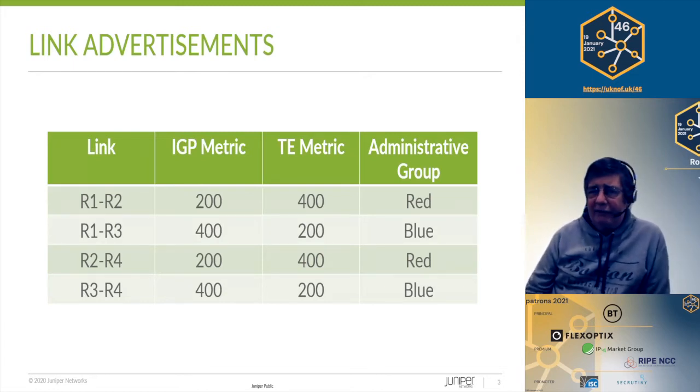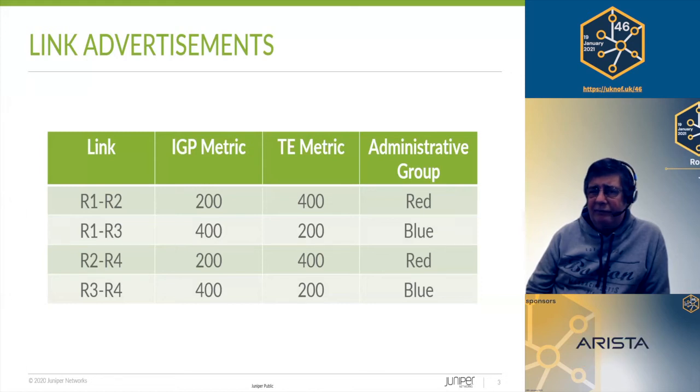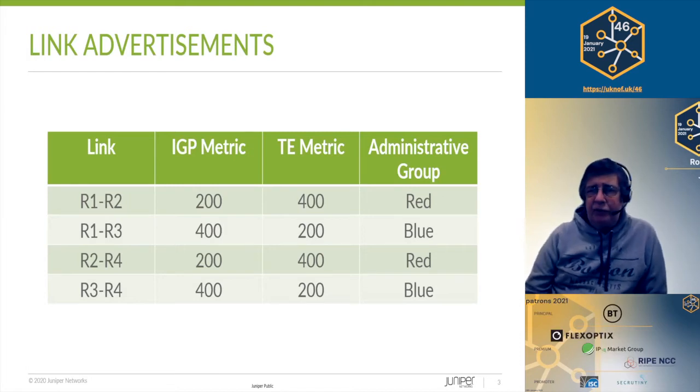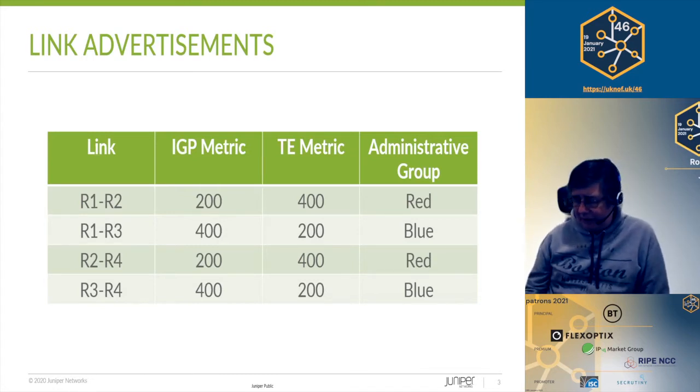The IGP advertises information about nodes and the links that are attached to it. And for each link, we advertise 3 things. We advertise an IGP metric, we advertise a TE metric, both of these are configured, and we advertise administrative groups, in this case, red or blue. So, and this goes on today. There's nothing particularly new about this for Ipflexalgo.